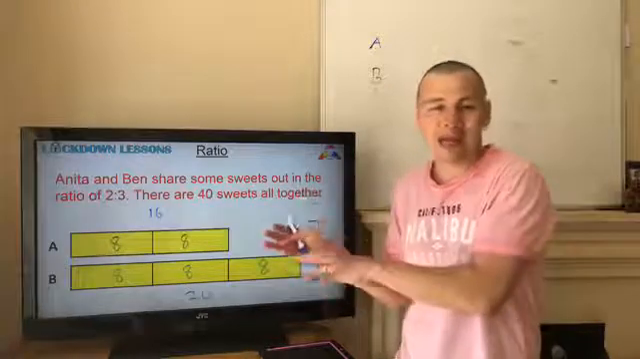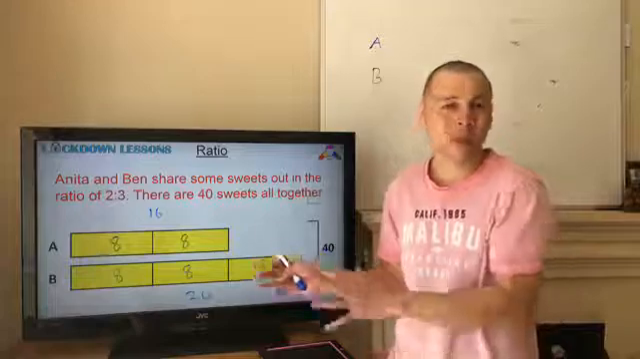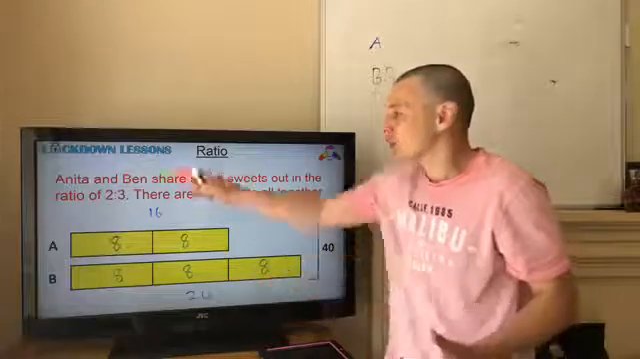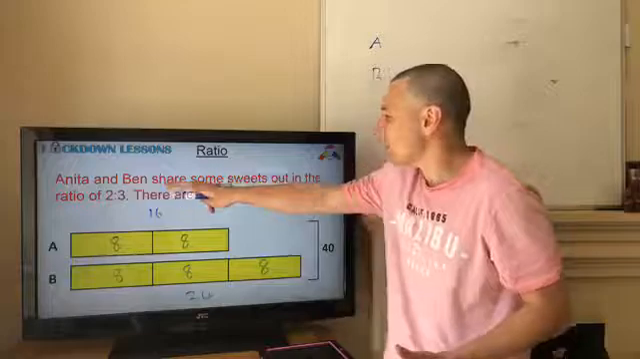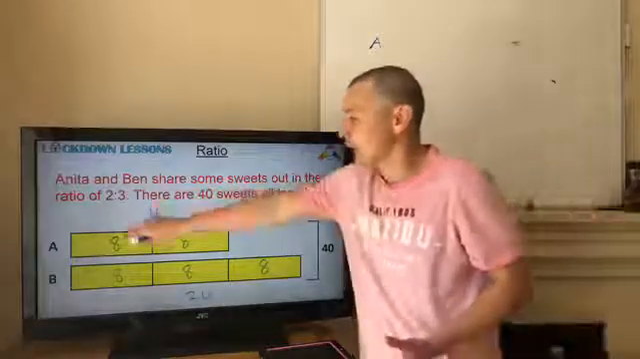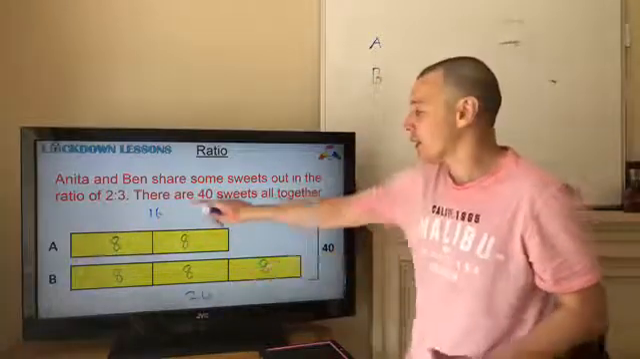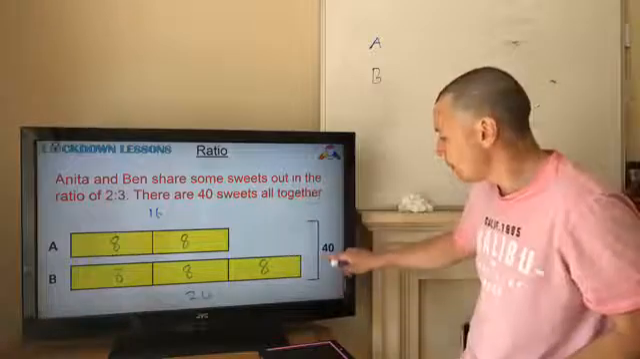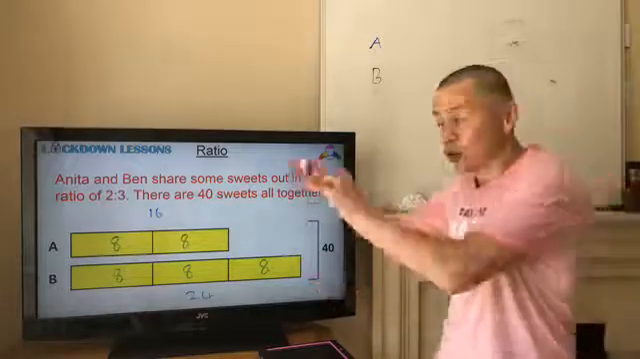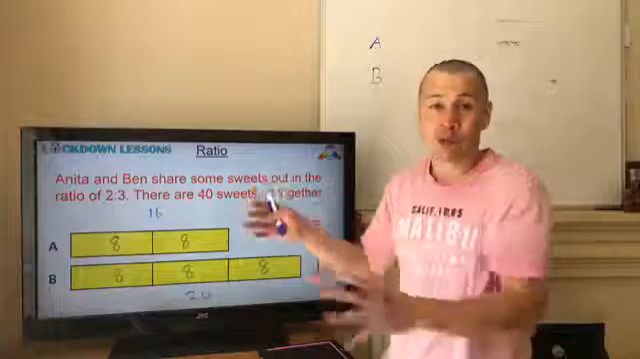It's not worth reading the question twice at the beginning. I think that's a complete waste of time in maths. Read a little bit. Anita and Ben share some sweets in the ratio of 2 to 3. Draw your boxes straight away. There are 40 sweets altogether. Put your 40 at the end. So do maths as you go along. Don't read the whole question.